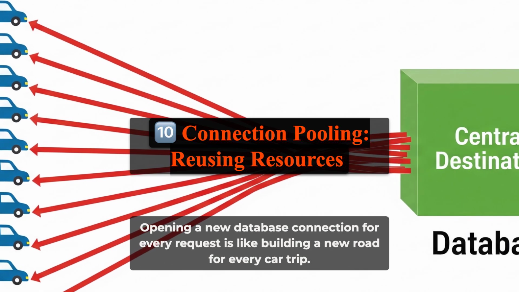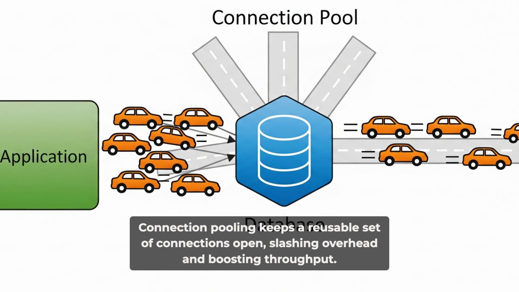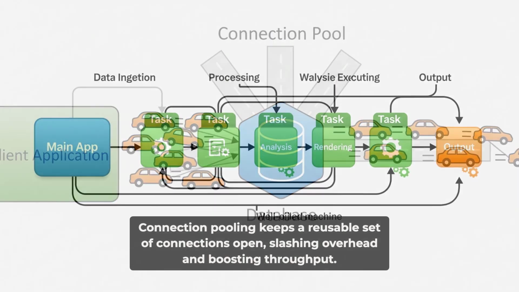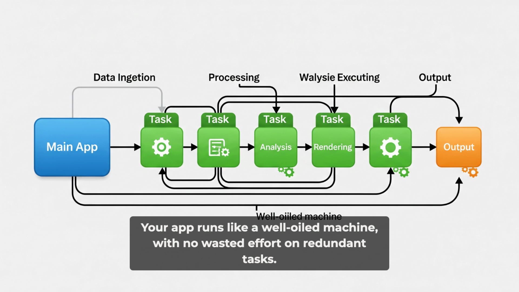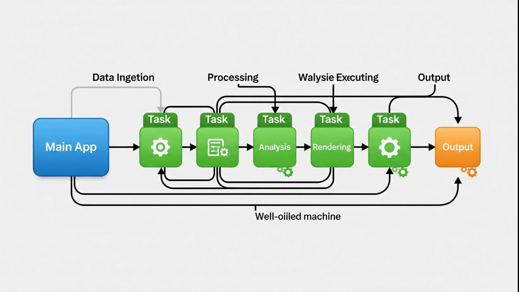Opening a new database connection for every request is like building a new road for every car trip. Connection pooling keeps a reusable set of connections open, slashing overhead and boosting throughput. Your app runs like a well-oiled machine, with no wasted effort on redundant tasks.